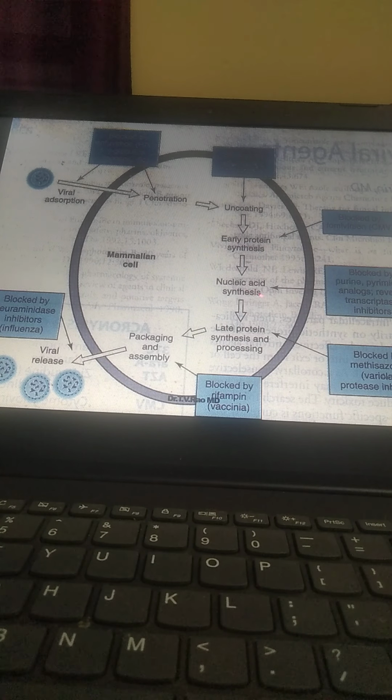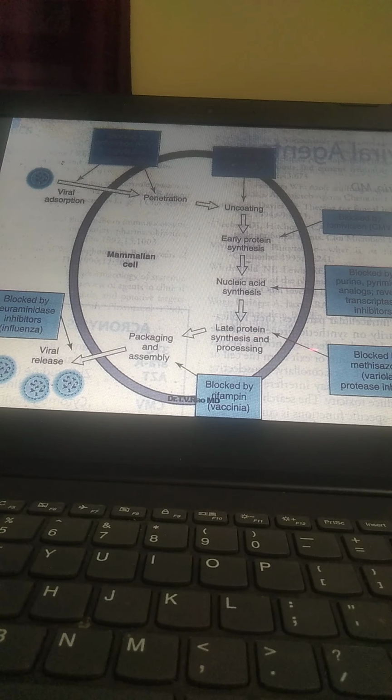Then there is nucleic acid synthesis. It is blocked by the purine and pyrimidine analogs and reverse transcriptase inhibitors. I am enumerating anti-HIV drugs here too, so you need not be puzzled. So: penetration, then uncoating, then early protein synthesis, then nucleic acid synthesis. Then we have late protein synthesis and processing, blocked by methisazone for variola, or by protease inhibitors. Late protein synthesis is something you can come across in HIV.